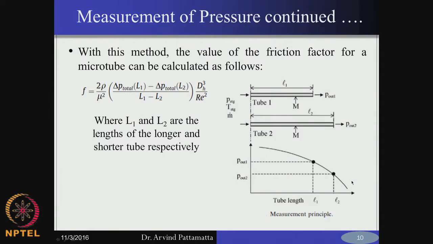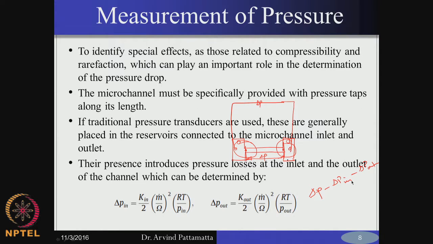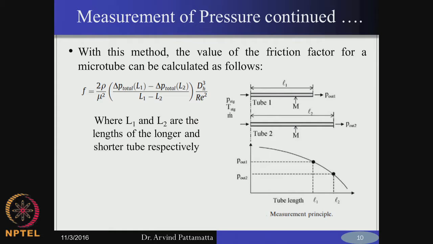When you take the difference between the delta P's of the longer tube and the shorter tube, the common factors are the inlet and exit losses. These are going to be the same whether it is a long tube or a short tube, as long as the tube diameter is the same. So that gets automatically eliminated, and you can calculate your friction factor, which gives you the pressure drop only within the tube and not including the entrance and exit losses. This is one of the very simple ways.